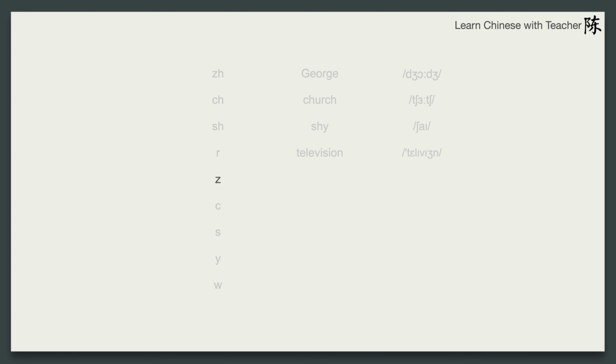The letter Z is pronounced like the Z you hear in beds. The letter C is pronounced Ts, like you hear in kites. The letter S is pronounced S. It's like you hear in sea. The letter Y is pronounced E, like you hear in she. The letter W is pronounced W, like you hear in wow.